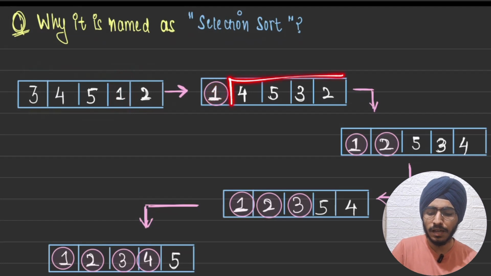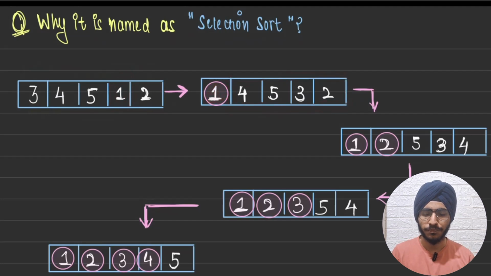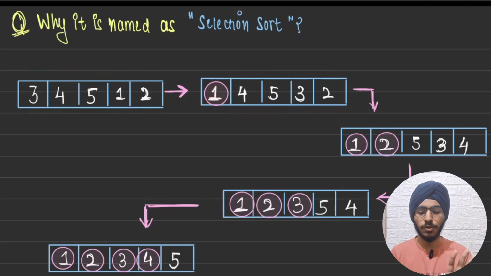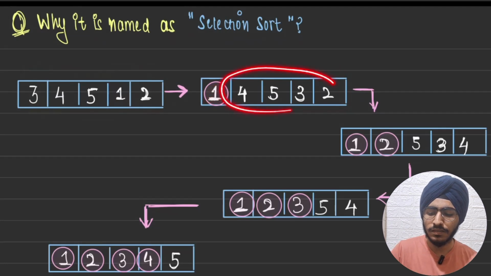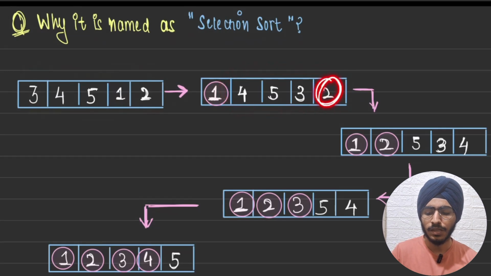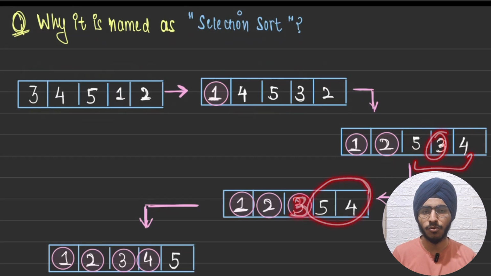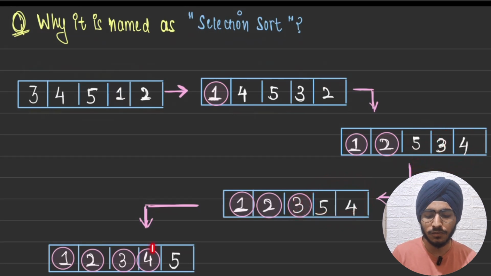And the remaining elements are 4, 5, 3, 2. So 1 is at the correct position because it is smallest, it should come at first position, right? Now out of these, smallest is 2. Let's keep it at second position. Now remaining are 5, 3, 4. Similarly, smallest is 3. Let's keep it at third position. Remaining are 5, 4. Similarly, smallest is 4. Remaining is 5. So this is selection sort.